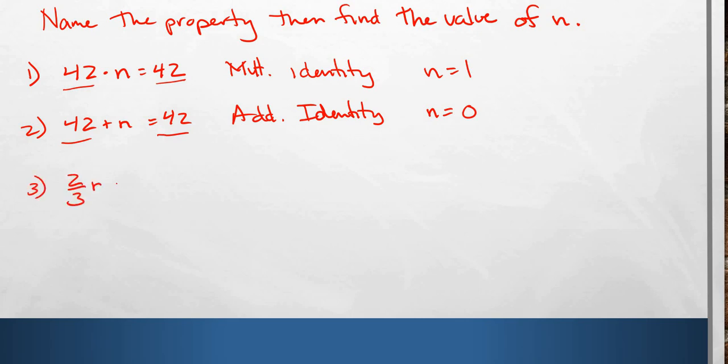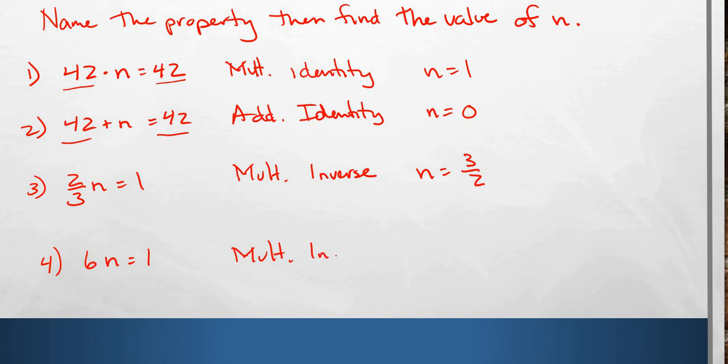What about this one? 2/3 n equals 1. So what property did we say when we multiplied something we would get 1 for the answer? This is the multiplication inverse. And for an inverse to work, n would have to be the reciprocal. What about this one? 6n equals 1. Again, multiplying two things together to get 1 has to be my inverse property. What is the inverse of 6? Well, we know that 6 is the same as 6 over 1, so the inverse is 1/6.